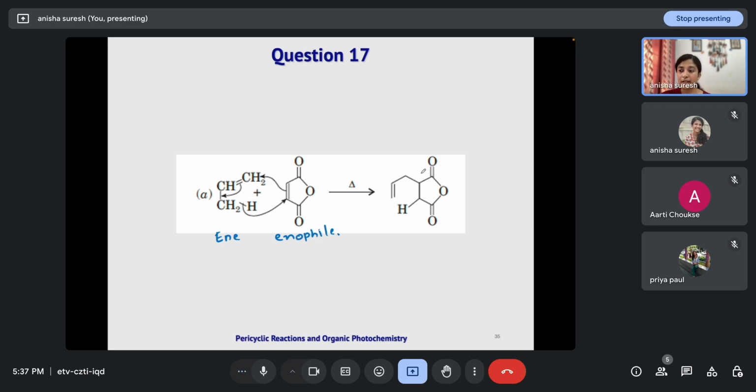So is it clear how the reaction will take place? Yes, ma'am. Yes, I got the same answer. Okay. So this was an example of ene reaction.